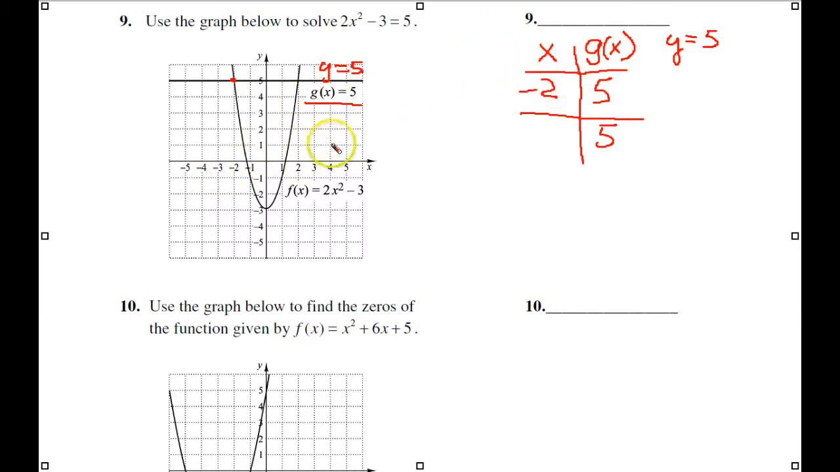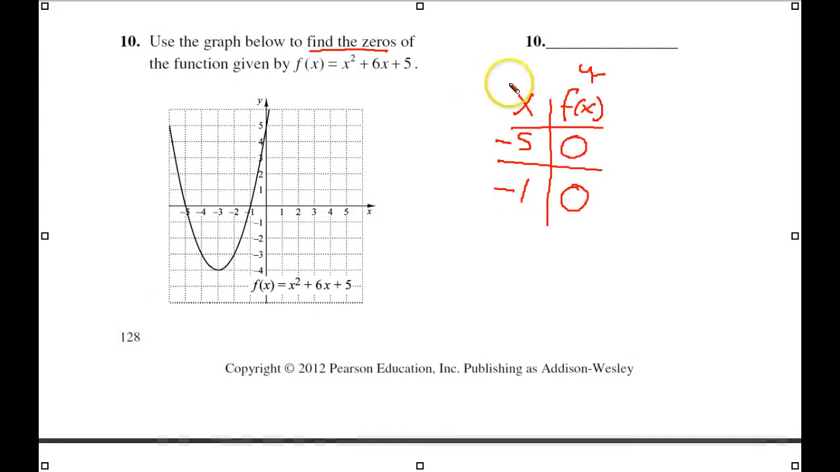And over here, it's going to be a +2. So the solution says we're using this graph, which is this parabola, but they want us to find when g of x, which is y, equals 5. So there's our 5s, and we want to find our x values. So the answer to number 9 is -2 and 2. Here they're giving us lots of examples.